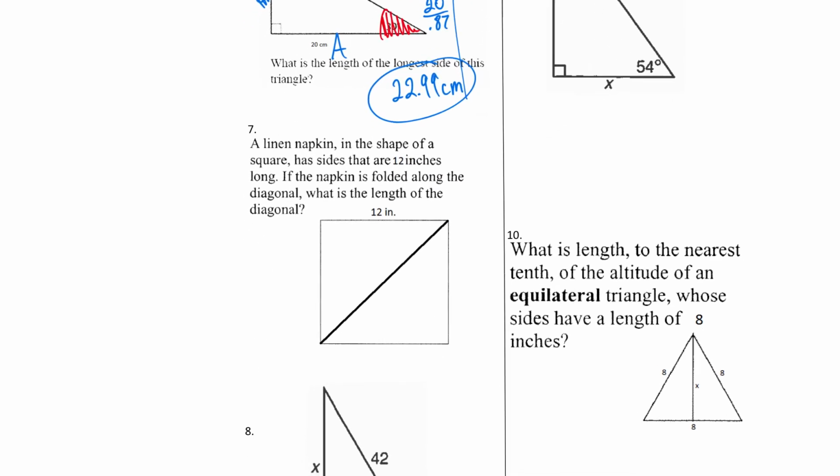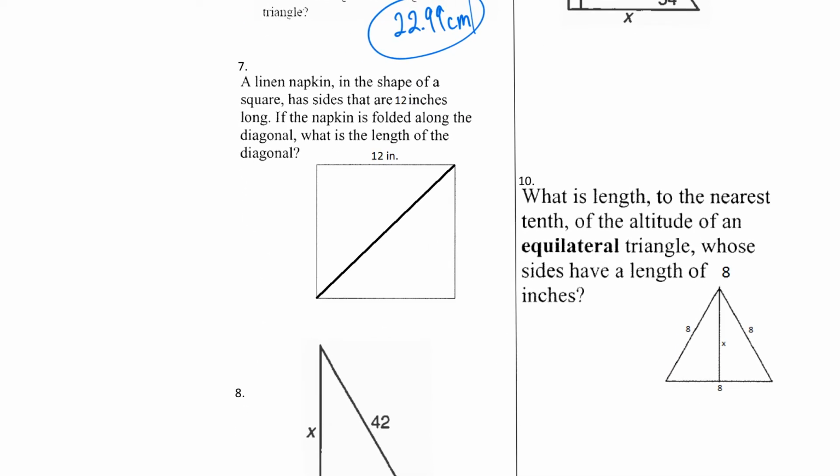Okay, number 7. A linen in the shape of a square has sides that are 12 inches long. If the napkin is folded along the diagonal, what's the length of the diagonal? So really this is the exact same thing as number 5. Because those are 12, this is going to be 12 square root of 2, because this is just a 45, 45, 90, so that's 16.97 again.